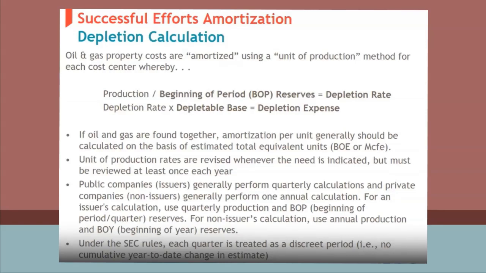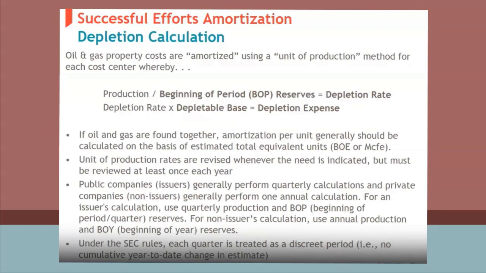If oil and gas are found together, amortized unit per unit generally should be calculated on the basis of the estimated total equivalent units. That was the whole BOE versus MCFE. Unit of production rates are revised whenever the need is indicated, but must be reviewed at least once a year. Public company issuers generally perform quarterly calculations, while private companies, non-issuers, generally perform one annual calculation.